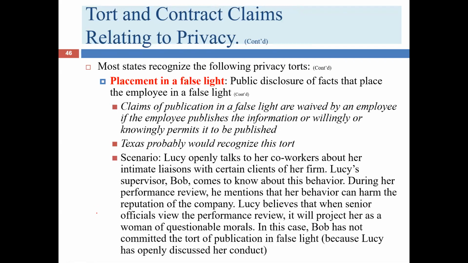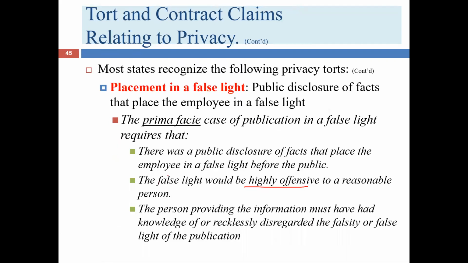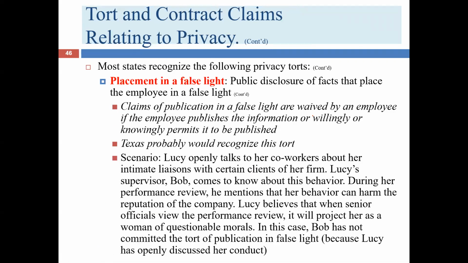But in these circumstances, Bob has not committed the tort of publication of false light for a couple of reasons. For one thing, I don't know that he's really presented it in a false light. It sounds like it's behavior that describes accurately what she's been doing. But more importantly for our purposes, since Lucy told people of it herself, she's not going to be able to successfully say, gosh, I didn't want this to come out. Well, if you didn't want it to come out, you shouldn't have talked about it. So under these circumstances, Lucy is not going to be successful with this claim.